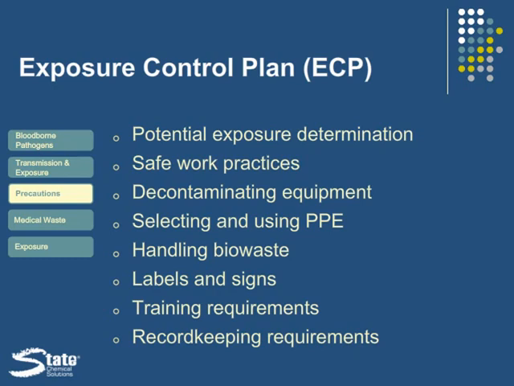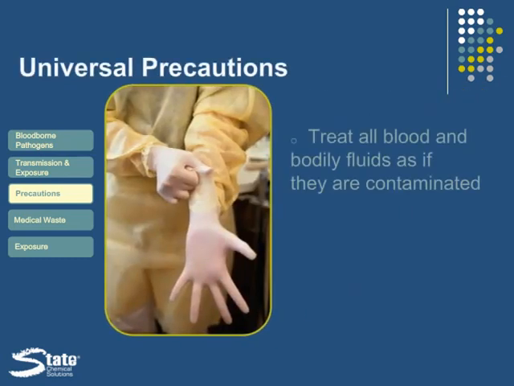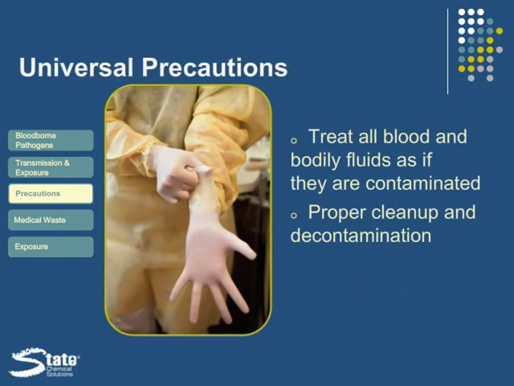In addition to your right to access the ECP, you also have a right to access the OSHA Bloodborne Pathogen Standard. If you want to have a copy of the actual standard, all you have to do is ask your employer. OSHA defines universal precautions as an approach to infection control. According to the concept of universal precautions, all human blood and certain human bodily fluids are to be treated as known to be infected with HIV, hepatitis B, and other bloodborne pathogens.